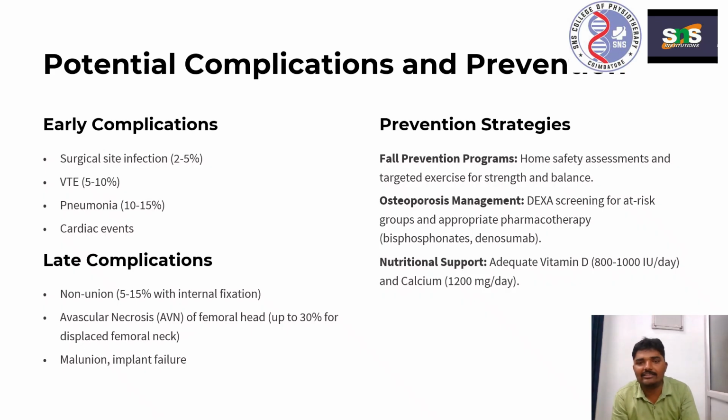Then prevention strategies. A fall prevention program includes home safety assessment and targeted exercise for strength and balance. Osteoporosis management includes DEXA screening for at-risk groups and appropriate pharmacotherapy, such as bisphosphonates and denosumab. Nutrition support is adequate vitamin D, 800 to 1000 IU per day, and calcium, 1200 milligrams per day.